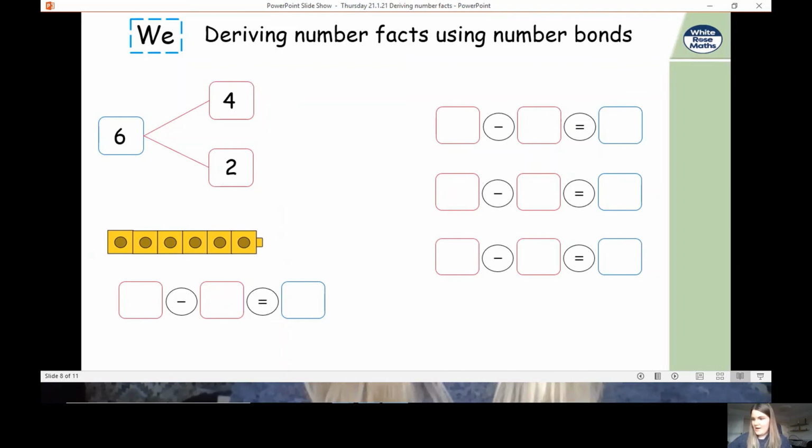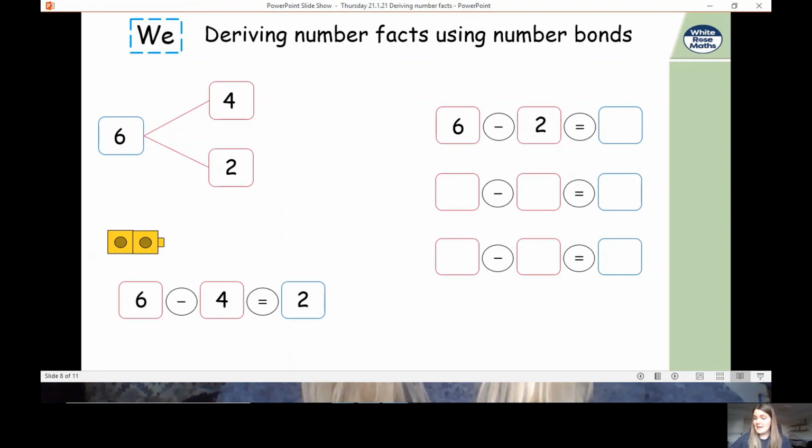Fantastic. You should have had a go, and you should have found that when you do your number bonds to 6, you can solve your subtraction. So you should have found that 6 minus 4 makes 2. Well done. And you should have found that 6 minus 2 makes 4. Fantastic. Now I started to solve this. What did you do for your other sums? You brought in the 10.